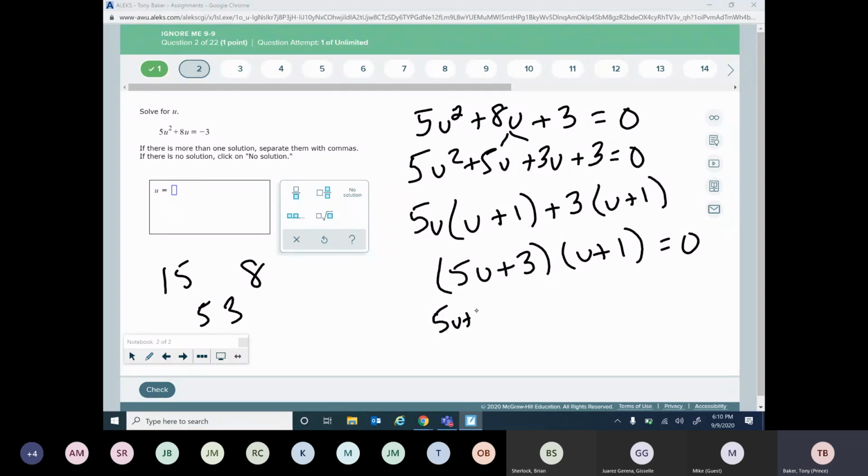And the same thing, we have to solve each of these for 0. So I've got 5u equals negative 3. So u equals negative 3/5, and u equals negative 1 as my two answers.